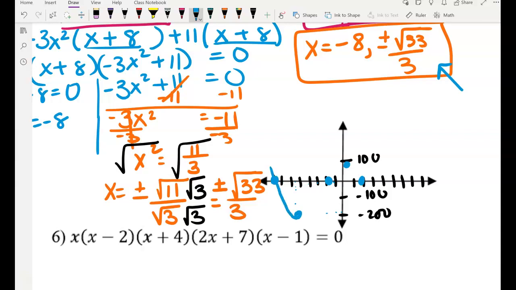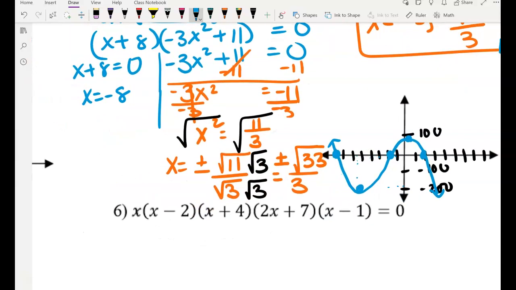Are there any multiplicity of 2 at all, guys, for this question? Is there anything that's repeating? Are any of your answers repeating? No, right? So that's why we don't see anything bouncing off the x-axis. Okay.